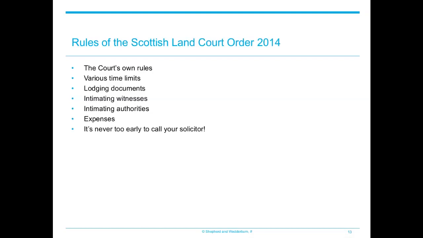In respect of expenses, the Scottish Land Court follows the normal rule, which is that expenses will be awarded in favour of the successful party. Accordingly, if the appellant is successful and the decision of the Scottish Ministers is overturned, they can usually expect to have the expenses of the appeal awarded against Scottish Ministers.